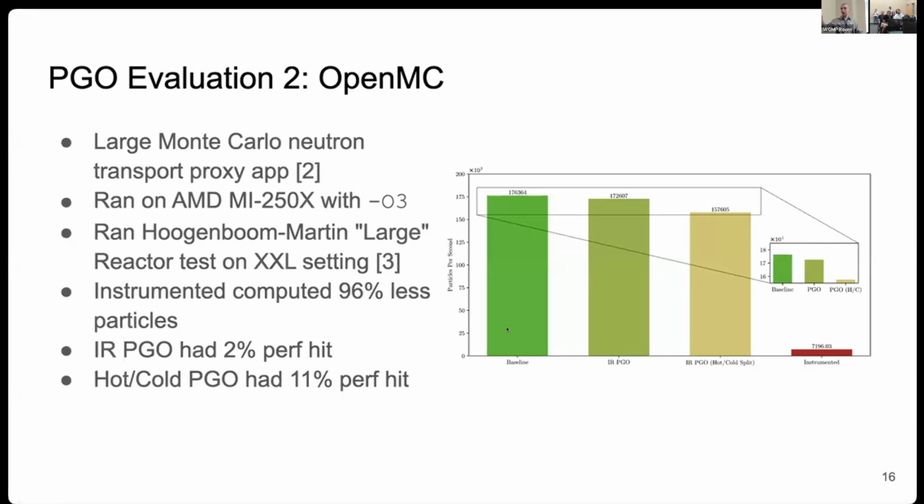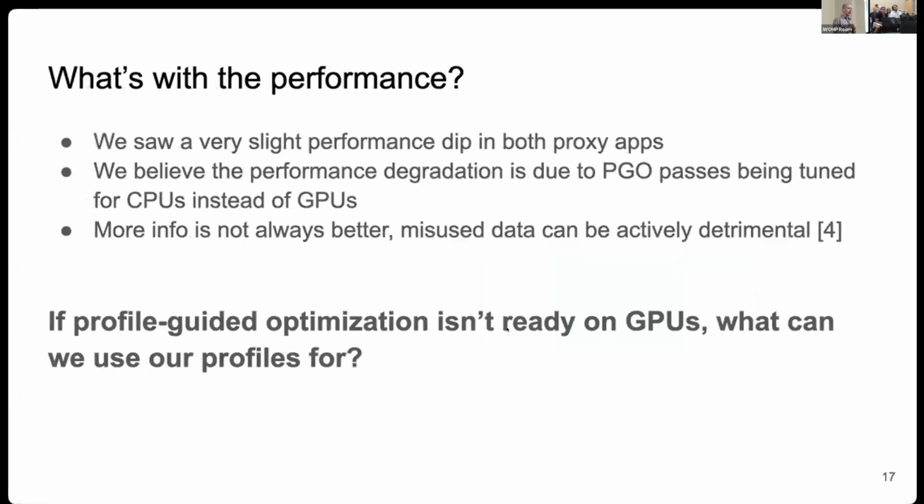And you can see the results on this graph. So much like last time, we had a significant slowdown in the instrumented build, and slight impacts in both the optimized builds. Again, this isn't what we want to see, but we're going to discuss this later in the next slide. There was a 2% decrease in the IRPGO, 11% in the hot-cold split. And in this case, more is better. In the last one we were measuring time, this one's particles per second.